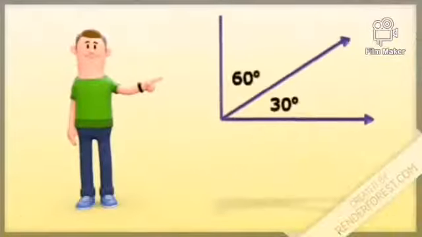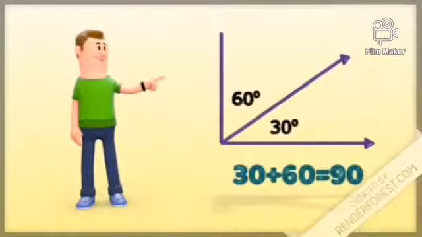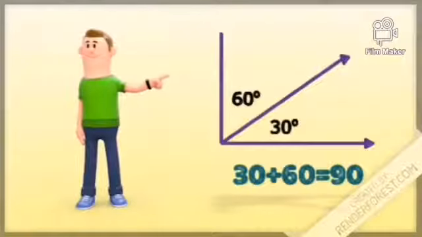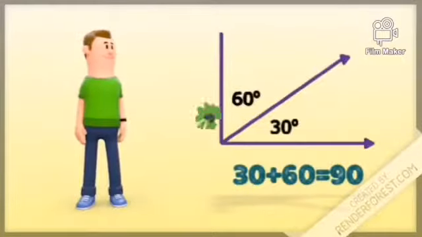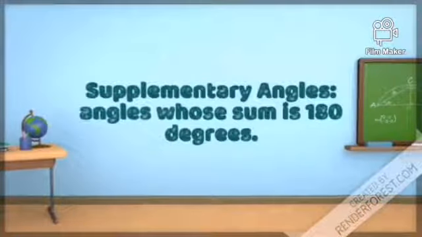Sometimes the complementary angles can also be adjacent, like here they are adjacent, and at the same time, if I add their measures, they will get 90. So these are adjacent complementary.